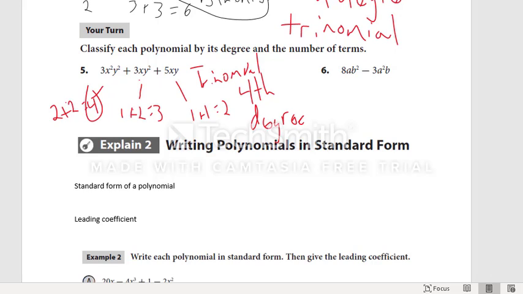All right, and example 6, 2 terms, so it is a binomial. The exponents in the first one add up to 3, and in the second one they add up to 3, so this is 3rd degree.